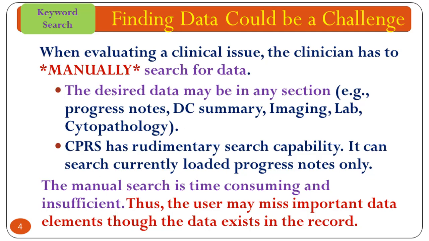CPRS has rudimentary search capability. It can search currently loaded progress notes only. The manual search is time-consuming and insufficient. Thus, the user may miss important data elements though the data exists in the record.